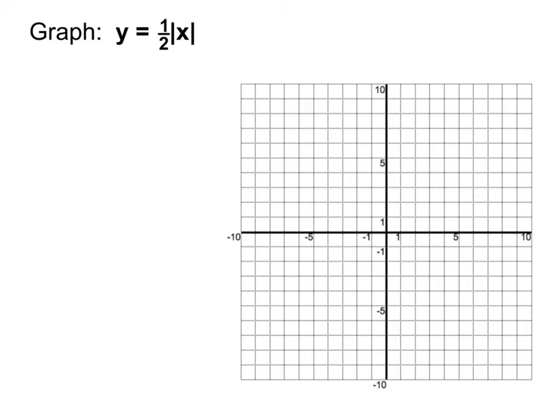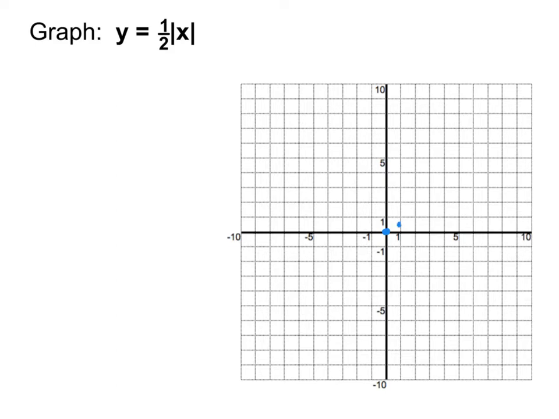Well, our graph, instead of going over 1, starting at 0, 0, and then going over 1, up 1 to get to the next point, has to go up half as far. And so it instead is going to be going up only a half when it goes over 1.